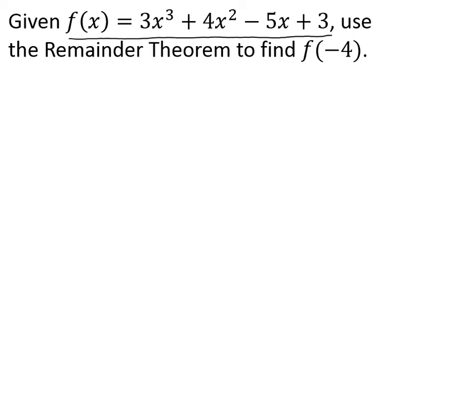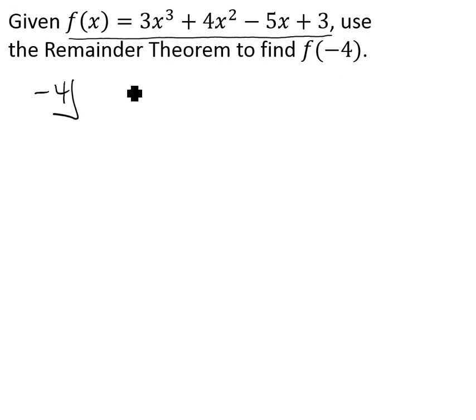It turns out that the remainder that we get from synthetic division is equal to f of negative 4. That's the case as long as we have that negative 4 in the box for our synthetic division. By putting any number here in the box, the remainder that we get from synthetic division is equal to the value of the function at that point.